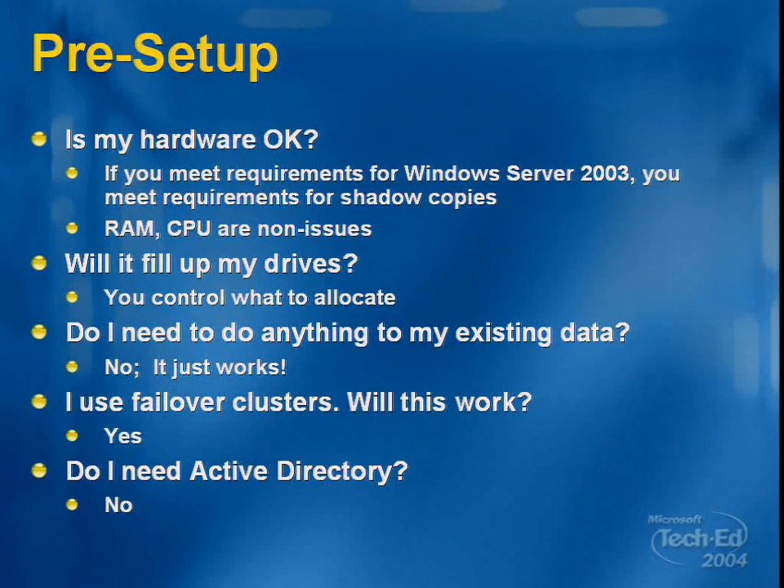And here are some of the things to keep in mind for why you should. First of all, chances are you don't have to do anything except click your mouse 4 times to turn the feature on. There's very little pre-planning that you have to do. If your hardware meets the specs for Windows Server 2003, you can use shadow copies. The impact on the RAM and CPU utilization is negligible from what we found from customers. You can control how much of your disk will be allocated to that diff area. You don't have to do anything to prep your applications or your existing data. It works in clusters. You don't need to worry about an Active Directory rollout.